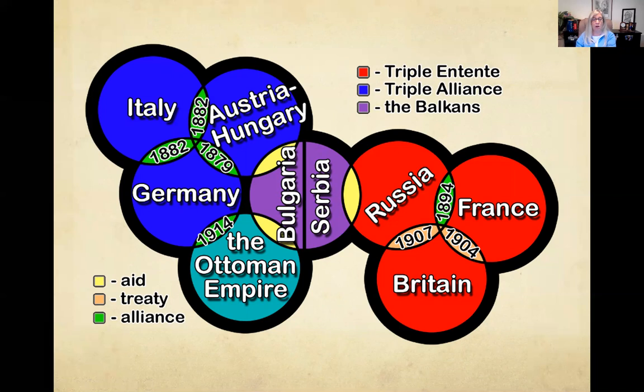And you can see that there are some secret alliances. There are formal treaties that take place. And then there are also areas where they've got kind of mutual aid or support for certain countries. So notice that Russia here is in this agreement with Serbia, Austria-Hungary, and the Ottoman Empire. We've got some influences here in the Balkan region. The Balkans would be kind of in that area, kind of near Turkey and kind of between the Eastern Mediterranean and Asia.